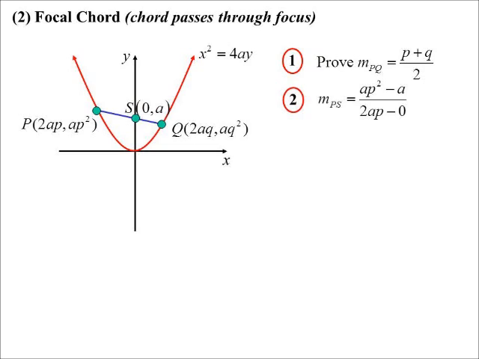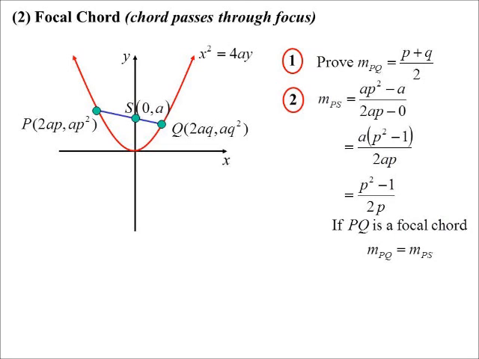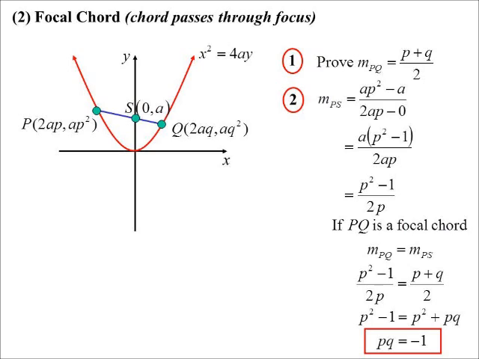The second thing I usually will do is find the slope of either PS or QS. Doesn't matter which one. I've found PS. And I know it's p squared minus 1 on 2p. And it's the same line. Therefore, those slopes must be equal. So, if it's going to be a focal chord, the slope of PQ must equal the slope of PS. And I can substitute in, play around with that, and come up with this relationship.